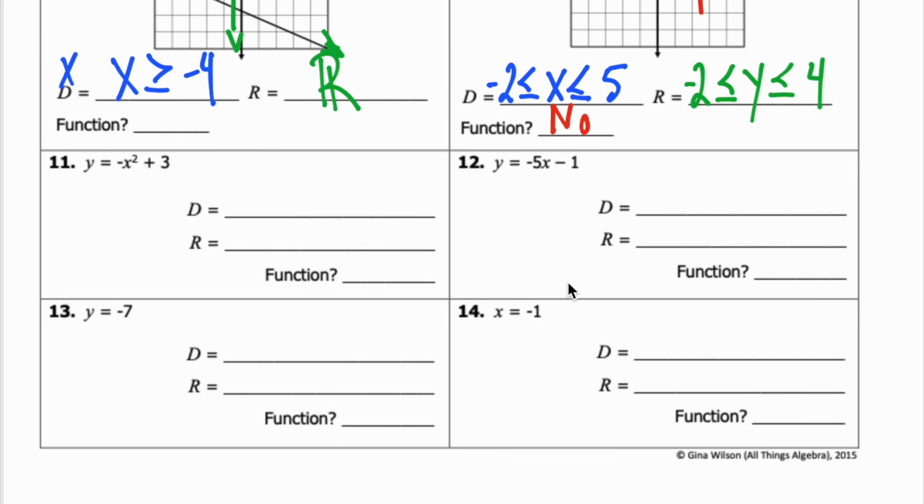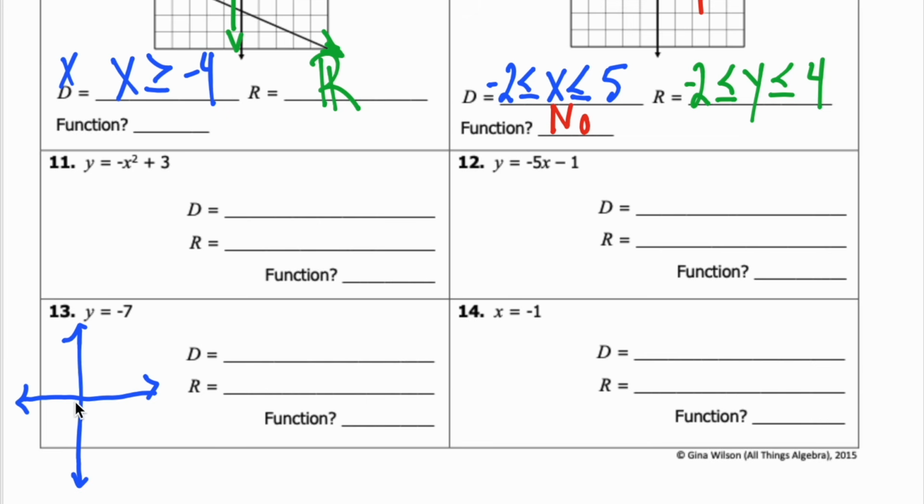Okay, I want to look at number 13 and 14 as well. And we can see here that it's a very short equation, right? It's like, wait, where's the rest of the numbers that I need to determine what the domain is? Well, if you don't notice it right away, I want you to graph these. I want you to graph what kind of graph is y equals -7.